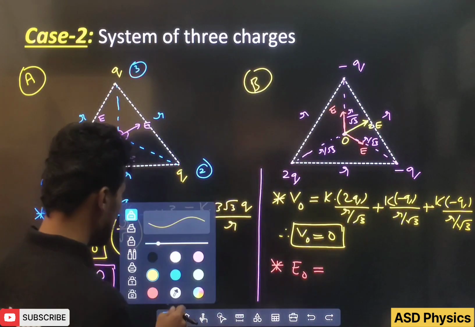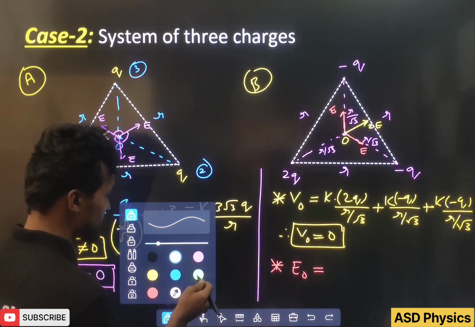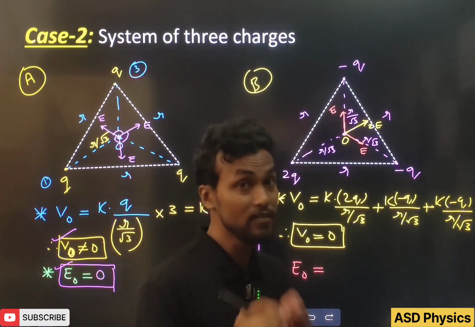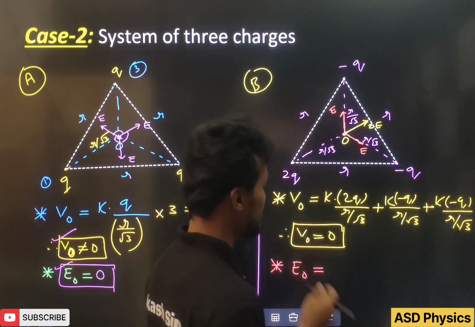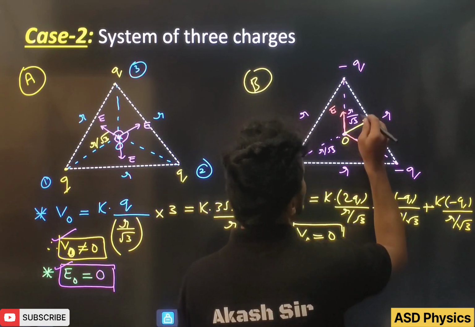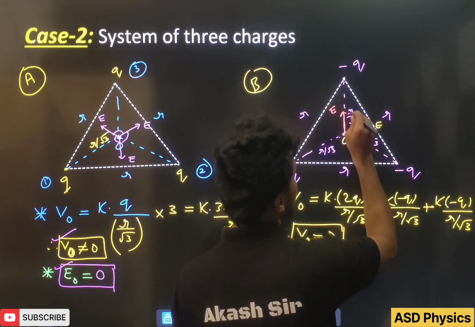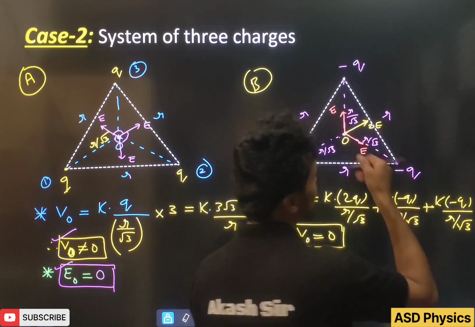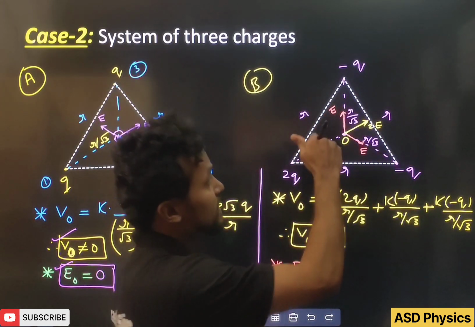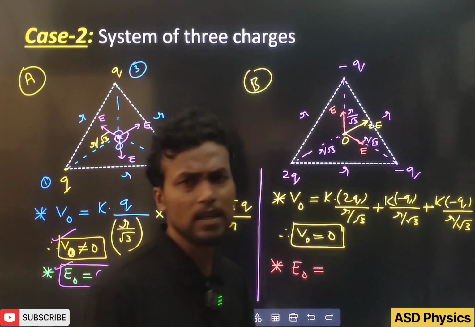Now you know what will happen, students. This E and E is making how much angle? Anyhow, the electric field is not 0, but I will tell the value also. This angle is 120 degrees here. So when you see the resultant, that will also come E, and then this 2E and E will add up in vector form here.